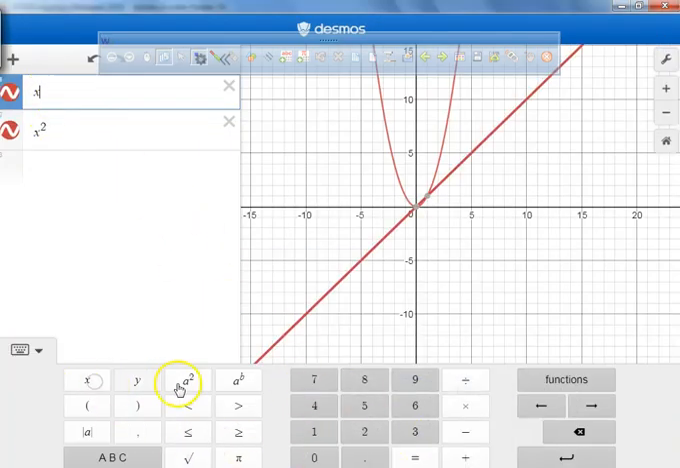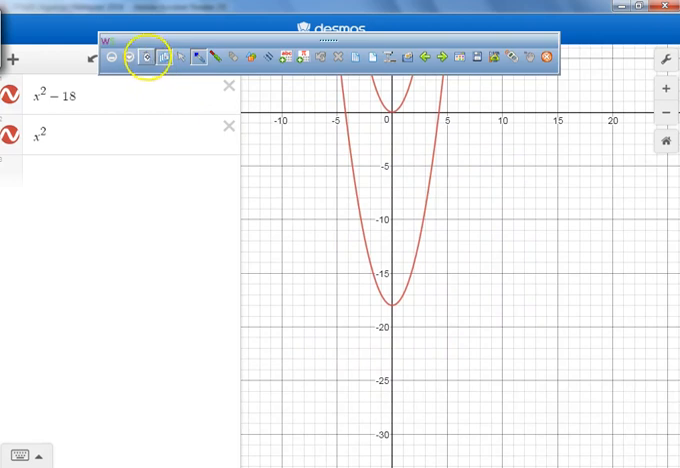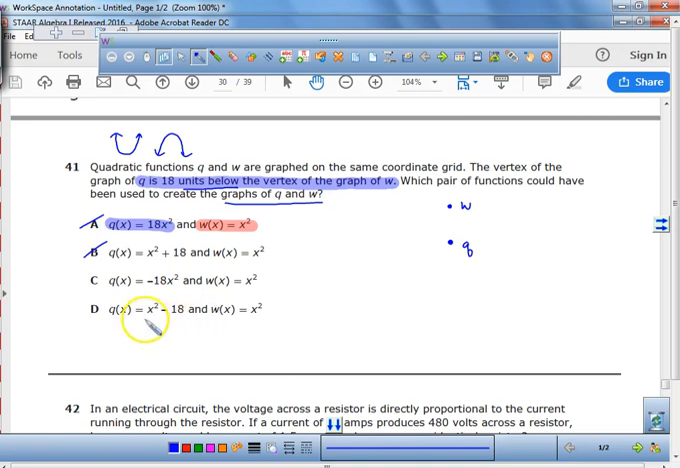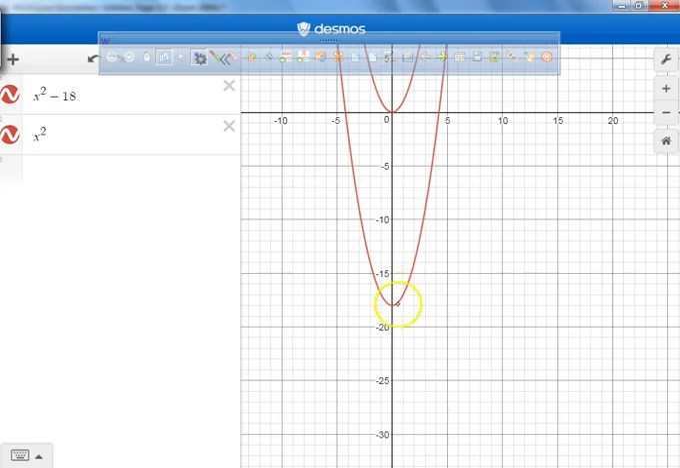So I'm going to type in x squared minus 18. And right now, once again, what does x squared minus 18 represent? That represents Q. This represents W. This graph right here is how many units below? It's 18 units below this graph. 18 units below. Now look at Desmos. Where's the vertex there? Yeah, this is at 0, 0. This is at 0, negative 18.